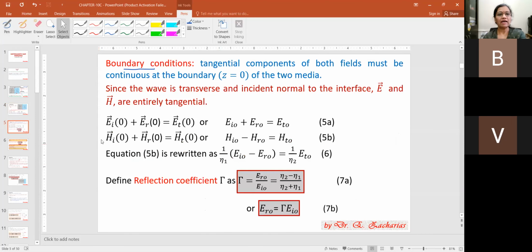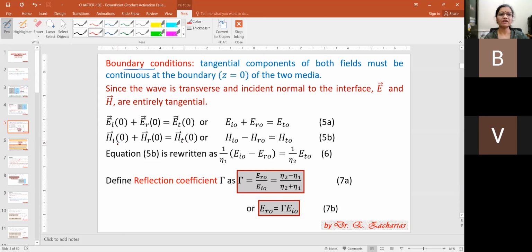At the boundary means Z equals 0. So I can say that the vector sum of EI and ER at Z equals 0 is equal to ET at Z equals 0. This is a vector notation. Now just look at the right hand side. I can simply take away the vector notation and put the magnitudes and say that EI naught plus ER naught equals ET naught. Similarly, when I write for the magnetic field, HI naught vector plus HR naught vector equals HT naught vector.